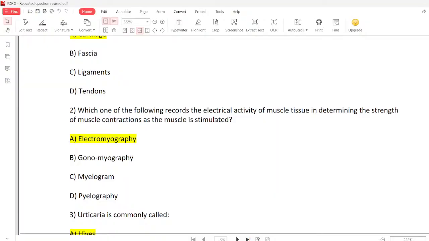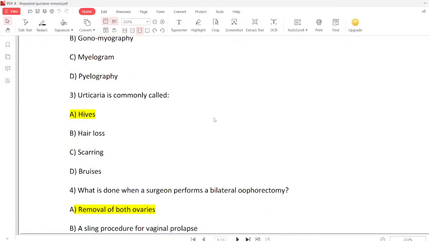And second one, which one of the following records the electrical activity of muscle tissue in determining the strength of muscle contraction as the muscle is stimulated? This question is related to electrical activity of muscles. The right answer is electromyography. This is the instrument used to record the electrical activities of muscle tissue. And third one, urticaria is commonly called what? Hives. Another name of hives is urticaria.